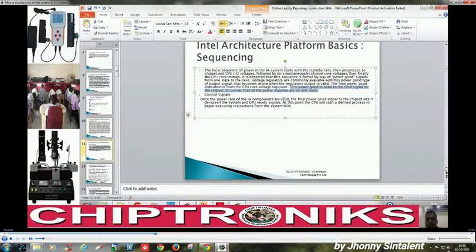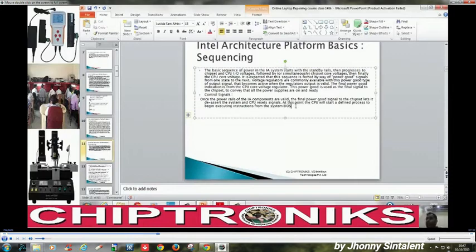Once the power rails of Intel architecture components are valid, the final power good signal to the chipset lets it de-reset the system and the CPU reset signal. At this point, the CPU will start a defined process to begin executing instructions from the system BIOS. That is, the entire power sequence has been summarized in these words. So what is the meaning? The meaning is that first standby power is generated, then chipset and CPU high voltages are generated, then chipset core voltages are generated, and then CPU core voltages are generated.